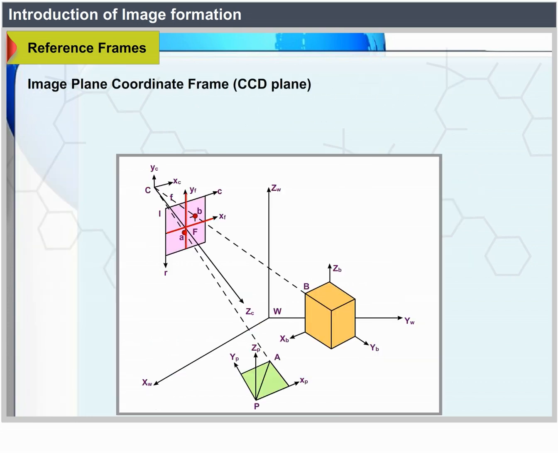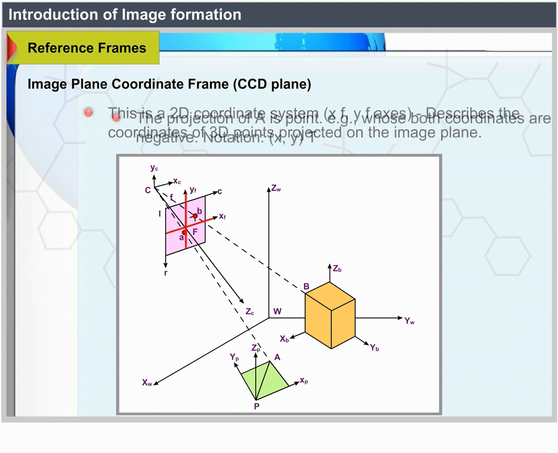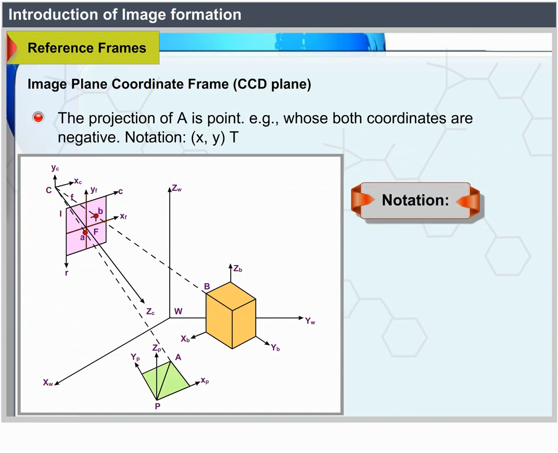Image plane coordinate frame, the CCD plane. This is a 2D coordinate system with xf, yf axes. It describes the coordinates of 3D points projected on the image plane. For example, the projection of A is a point whose both coordinates are negative. Notation: (x, y)ᵗ.